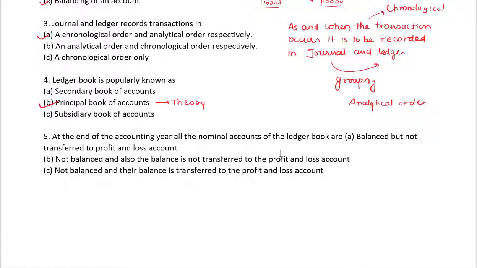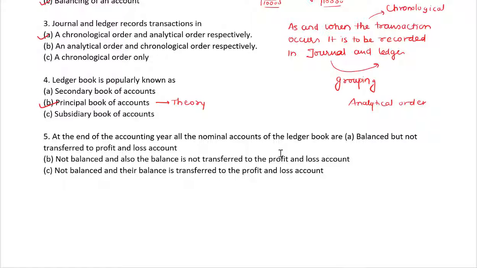At the end of the accounting year, all the nominal accounts of a ledger are: A. Balanced but not transferred to profit and loss account. B. Not balanced and also the balance is not transferred to profit and loss account. And C. Not balanced and their balance is transferred to profit and loss account.